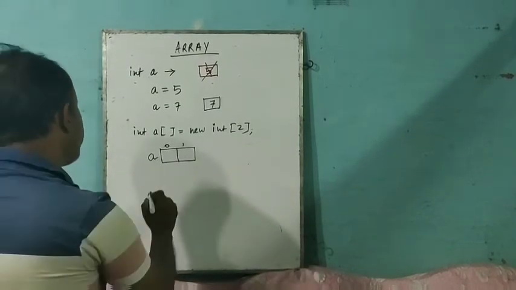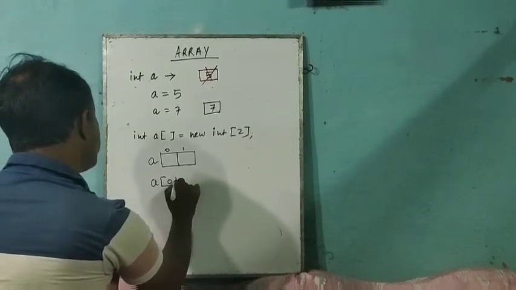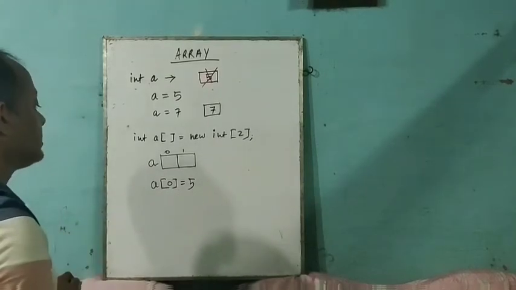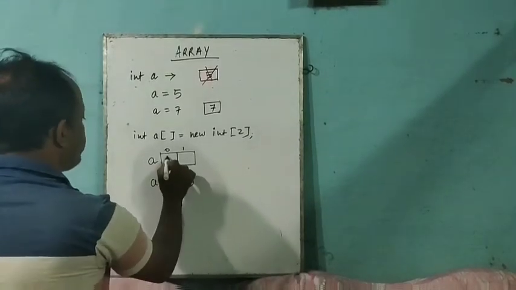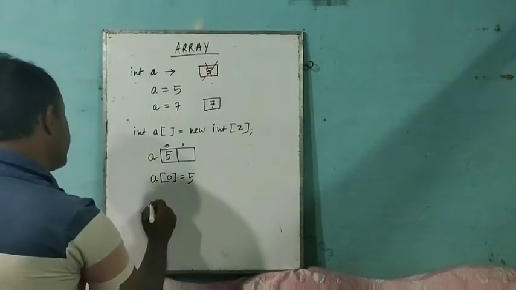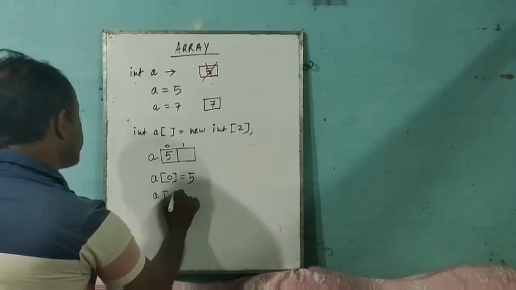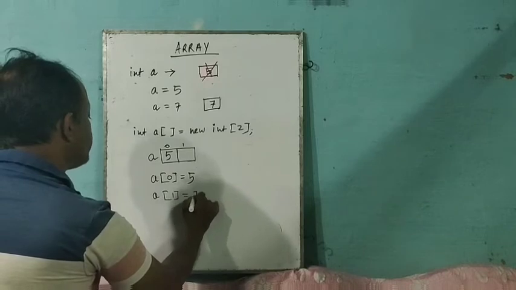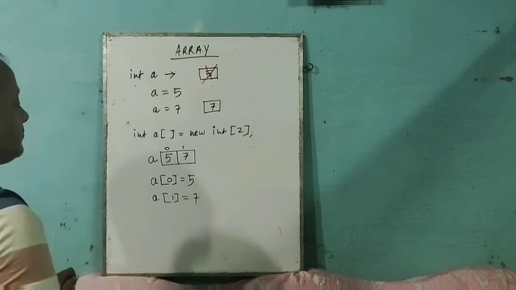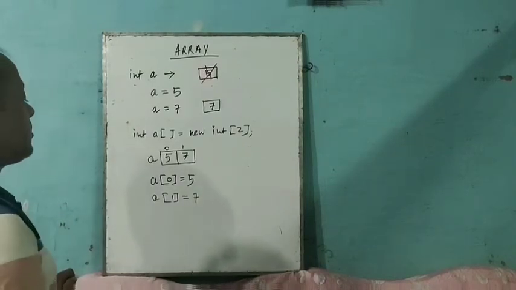Now, if I store a square bracket 0 equal to 5, then 5 will be stored here. And if I write a square bracket 1 equal to 7, then 7 will be stored here. This will remain the same for all types of variables.